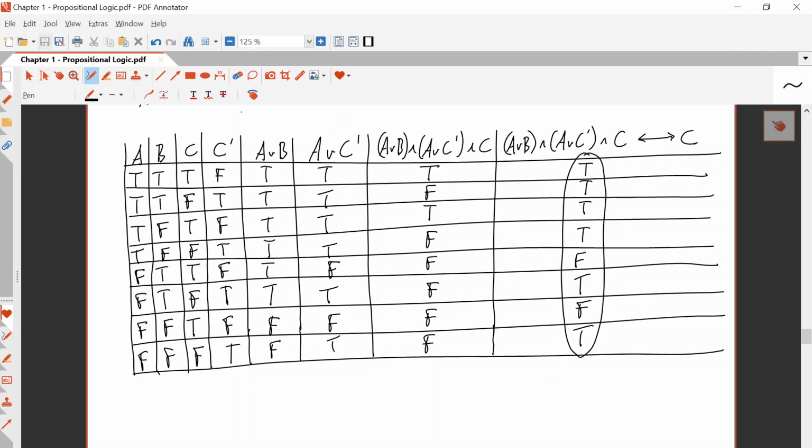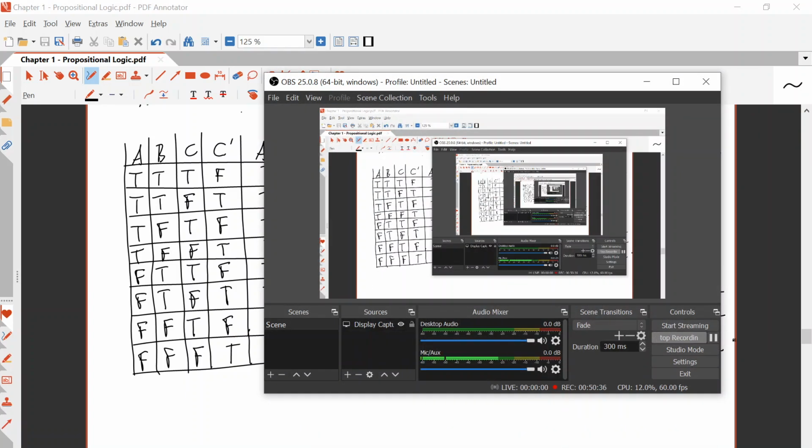Okay, so I'll leave it at that for the first part of our lecture on this section. We will continue the section in a later lecture.